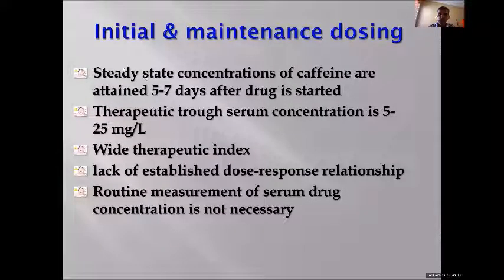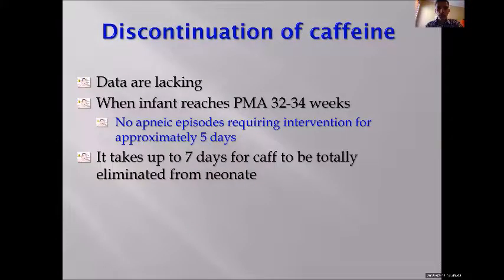Steady state is usually reached after 1 week. The therapeutic range is very wide, therapeutic level 5 to 25 milligram per liter. And there is no difference between the level and the response. So the level does not need to be measured, the side effect is low, and there is a safety margin. You need to give something like 80 milligram per kg to get toxicity. So it's really a very wide range of safety, and therefore you don't need to measure the level.